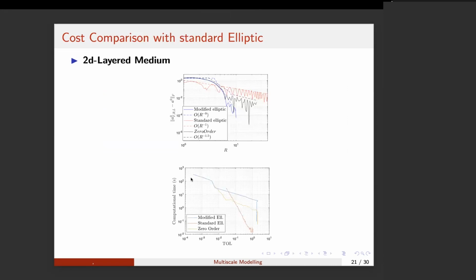And this is yet another example. And here my aim was to compare how the proposed elliptic approach compares to the standard elliptic, and also to the zero-order regularization approach of Antoine Gloria. Okay, so in the first plot, we see how the errors are decaying. The blue one is the method that we proposed. And as you see, as R gets larger and larger, we have much improved decay rates in comparison both to the zero-order regularization approach of Gloria and the standard elliptic.